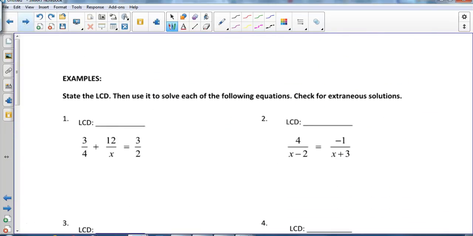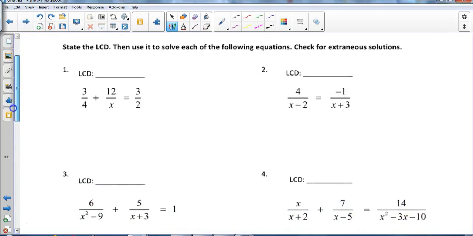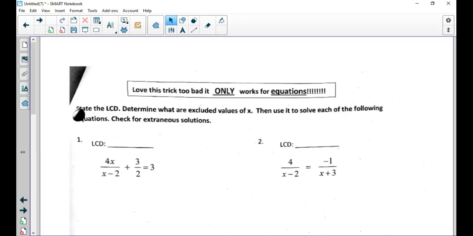So let's get into our examples. Always state the LCD. So you're going to see a flash. Number 1 got changed, so that's really the only change. So I'm inserting the new one right here. So the LCD of this one is going to be 2 times x minus 2.